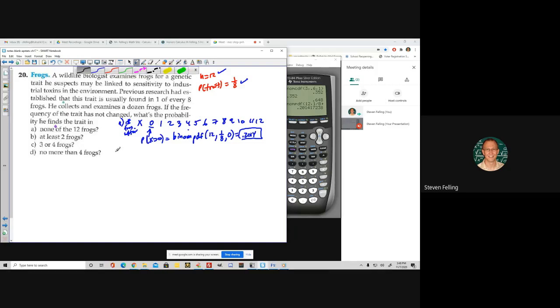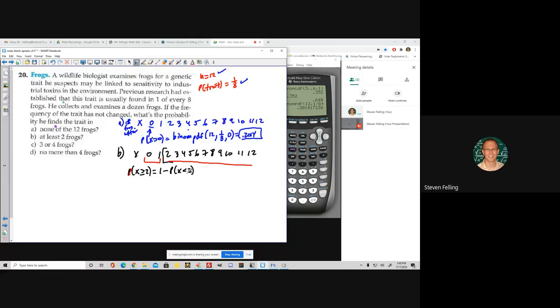Let's do another example. B, the probability of at least 2 frogs. Okay, 0, 1, 2, 3, 4, 5, 6, 7, 8, 9, 10, 11, 12. At least 2 is all of this part over here. So what I'm going to say is this is 1 minus this. So the probability of having x be at least 2, greater than or equal to 2, is going to be 1 minus the probability that x is less than 2, right?